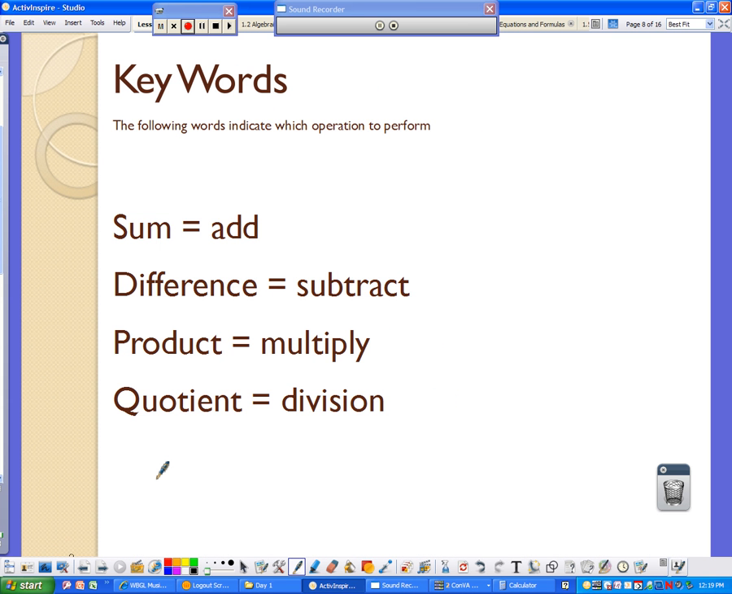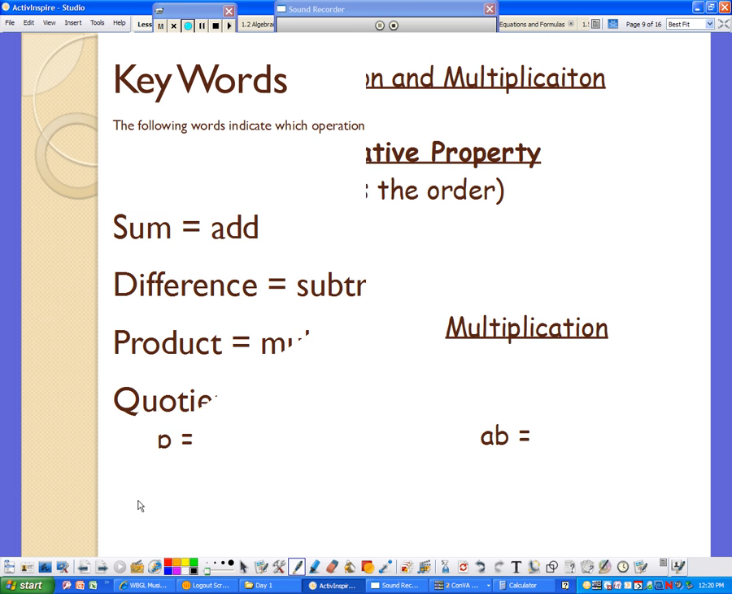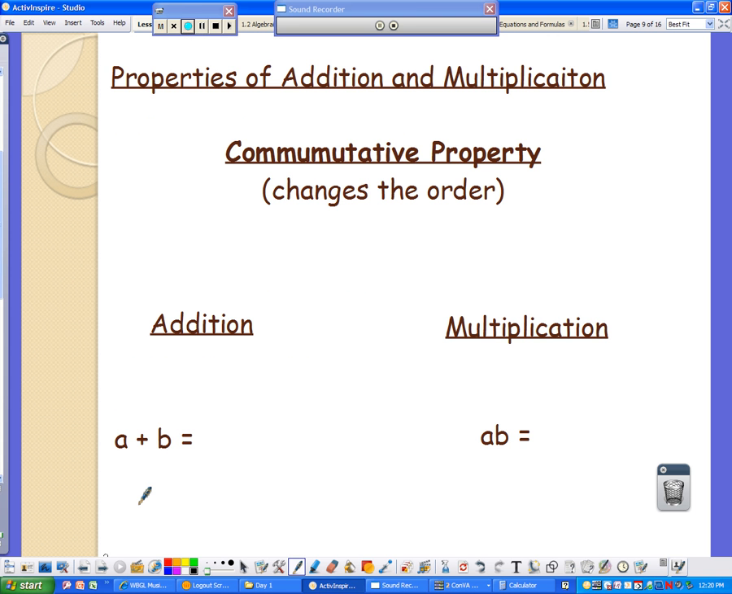All right, some keywords that you'll need to know would be sum. Remember, anytime you see the word sum, it means to add. Difference is subtract. Product is multiply, and quotient is divide. This is a good place that you might want to write down some notes. These are some things that you'll need to memorize.